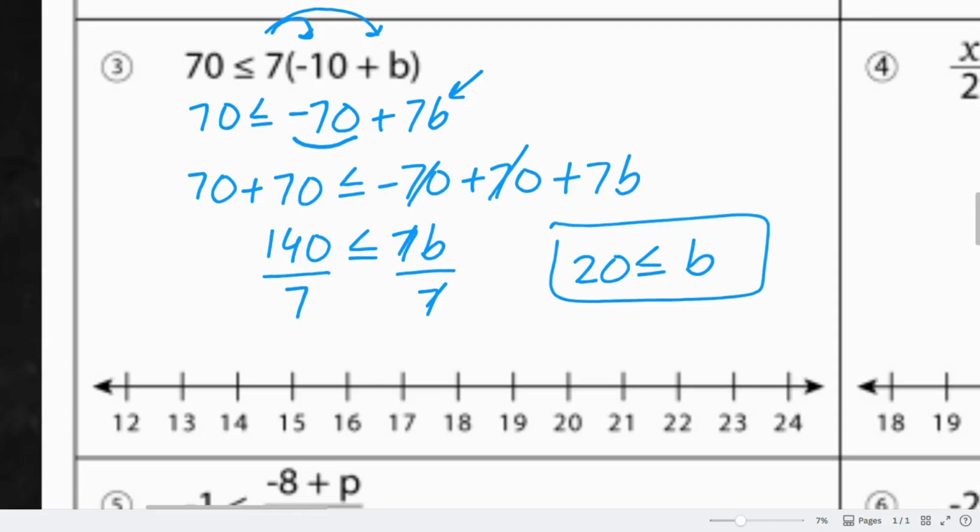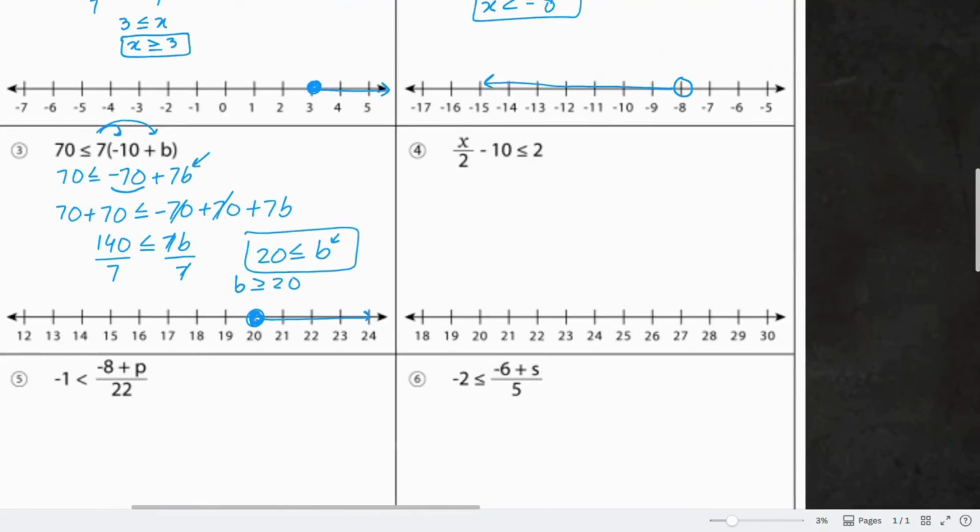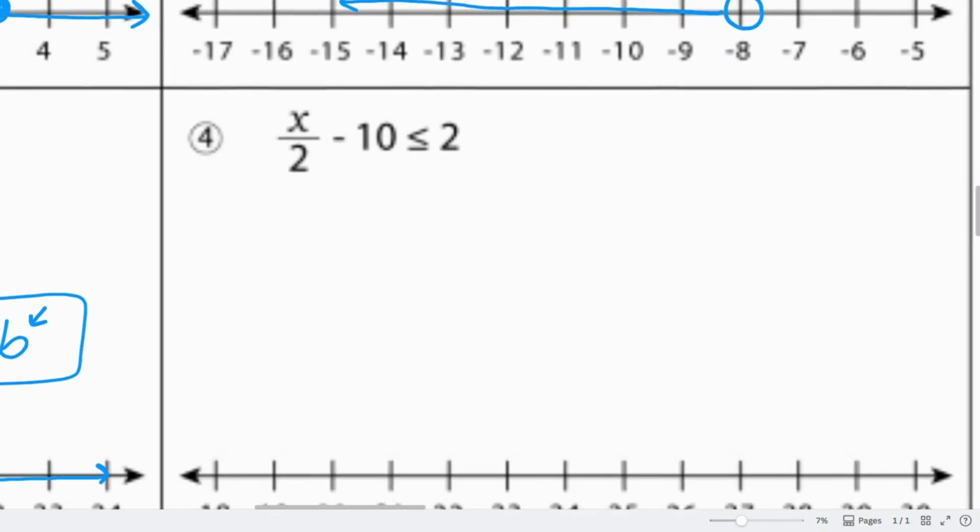And now, as I already told you, we always write the variable on the left side of the inequality, so it can also be represented as b is greater than or equivalent to 20, okay? So here I have 20, I will put a closed circle on it and it will be pointing in this direction. It's a closed circle. So now let's move towards the fourth question real quick.